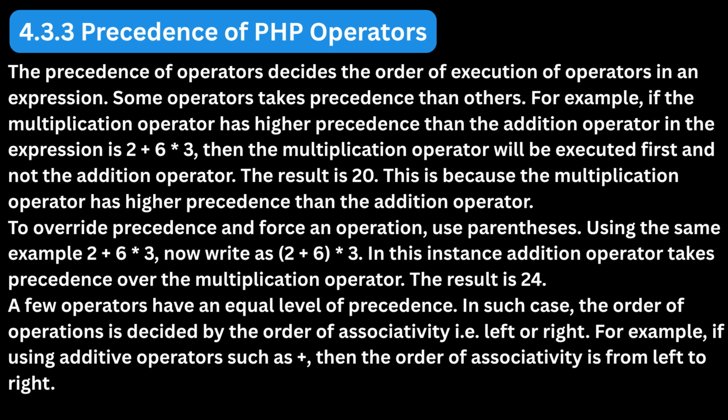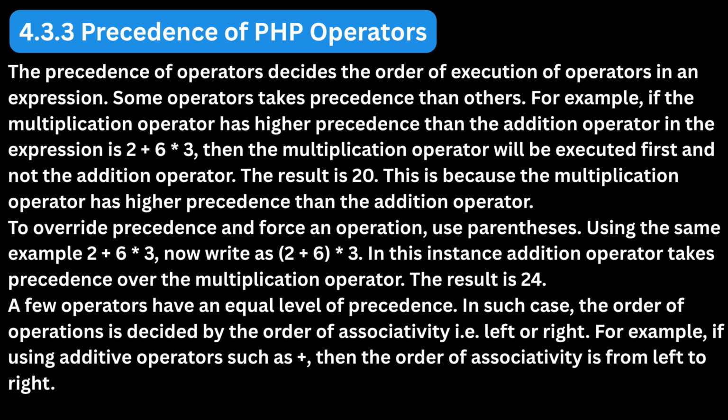There are also cases where two operators share the same level of precedence. When this happens, PHP follows another rule known as associativity. Associativity determines whether the operations are evaluated from left to right or from right to left. For example, most arithmetic operators, such as addition and subtraction, are left associative, meaning PHP processes them from left to right. So in an expression like 10 - 3 - 2, PHP evaluates it as (10 - 3) - 2 and not the other way around.